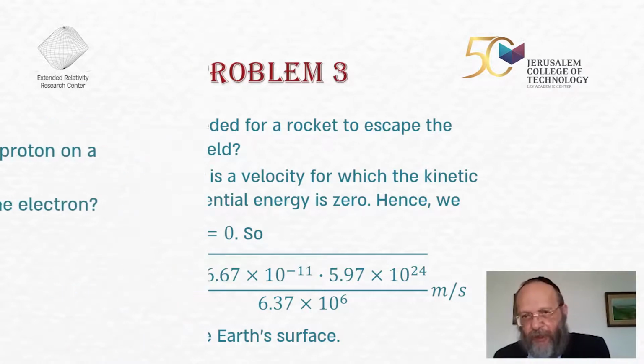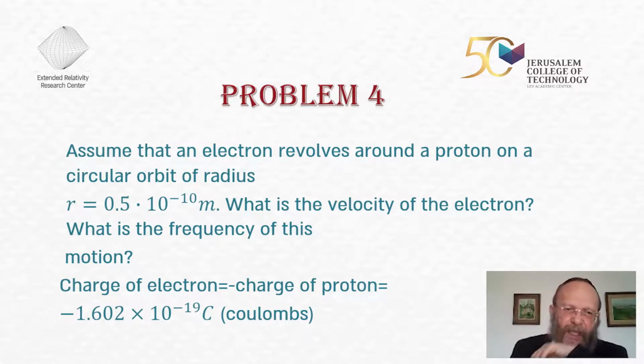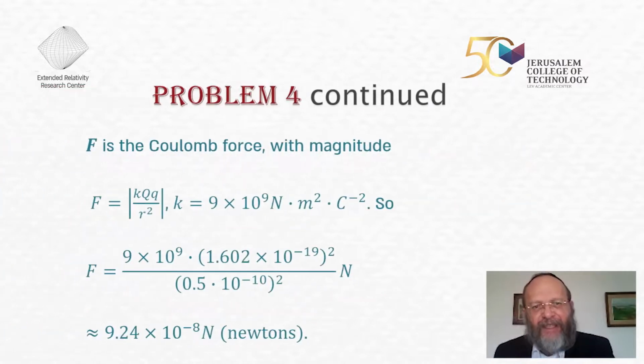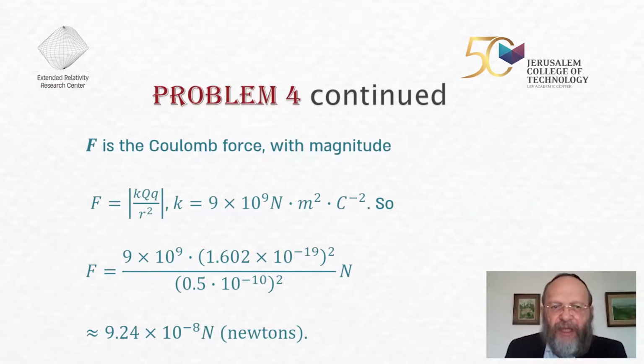Problem number four is the following. Assume that an electron revolves around the proton in a circular orbit of radius half an angstrom, which is a typical distance. What is the velocity of the electron and what is the frequency of its motion? We know the charge of the electron; we probably found it on Wikipedia. And we can calculate the force: F equals kq squared over r squared. k is 9 times 10 to the power 9. Substituting the units, you get 9 times 10 to the power minus 8 newtons.